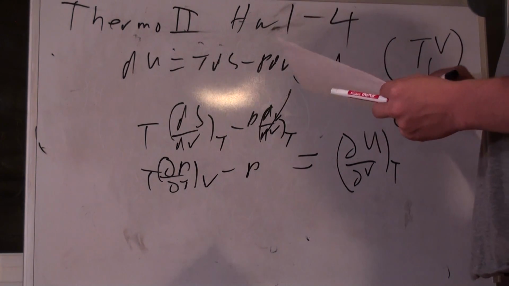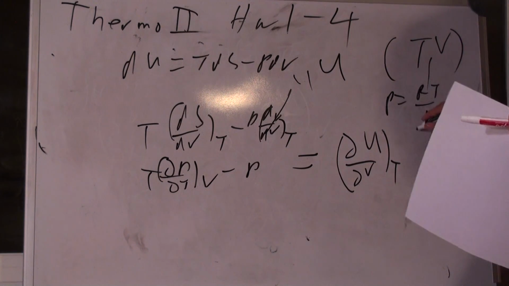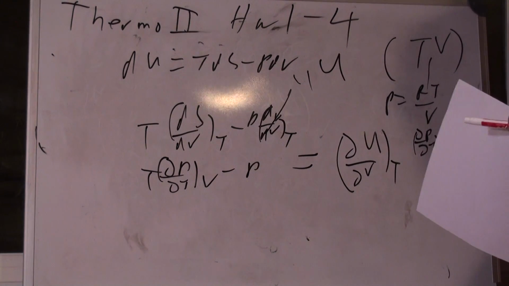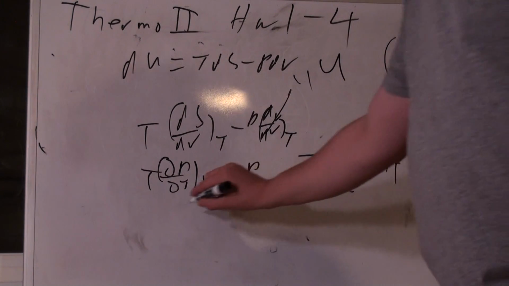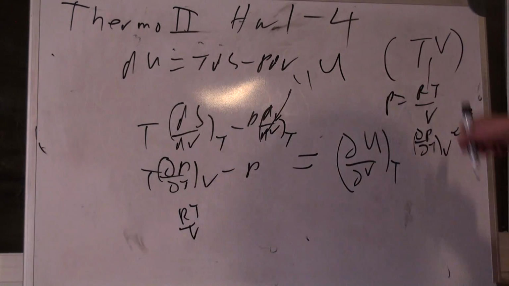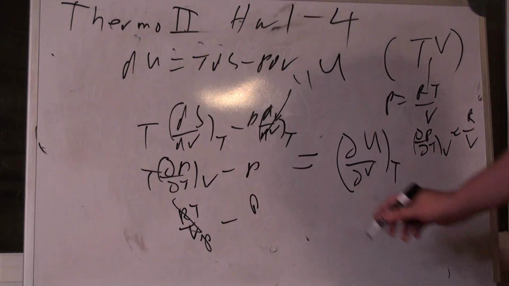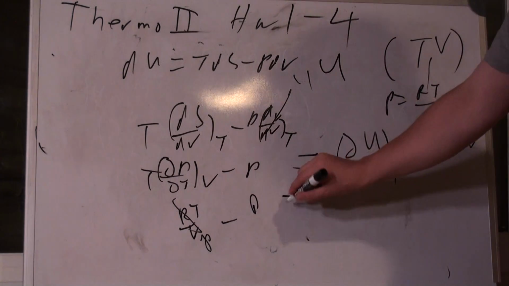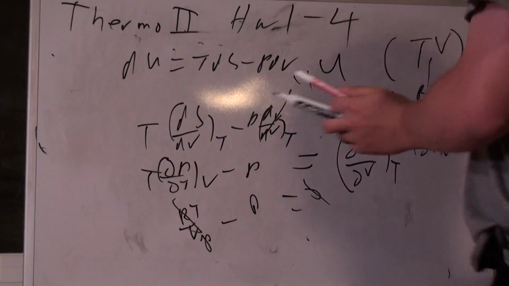So P is equal to RT over V. Okay, dP/dT at constant V. Well, that's just R over V. Right. So RT over V, which is also equal to P, minus P. Well, what's P minus P? Oh, it's 0. Spooky. Okay. That's going to happen every single time. But you know, I did promise you 2, so let's do something goofy like dU/dA. Okay?